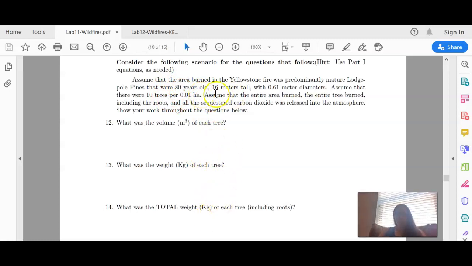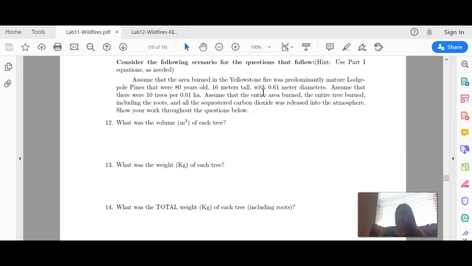So assume that the area burned in the Yellowstone fire was predominantly mature lodgepole pines. So lodgepole pines, first thing, that were 80 years old, second thing. They were 16 meters tall, third thing, and their diameter was 0.61 meters, fourth thing. Cool. Assume that there were 10 trees per every 100th of a hectare, fifth thing. And assume that the entire area burned. The entire tree burned, including the roots, and that all the sequestered carbon dioxide was released into the atmosphere. Okay, so we have like 6 to 7 assumptions, depending on how you count them.